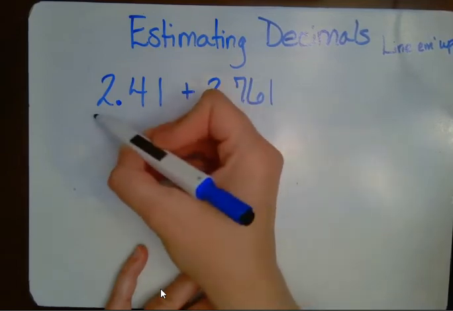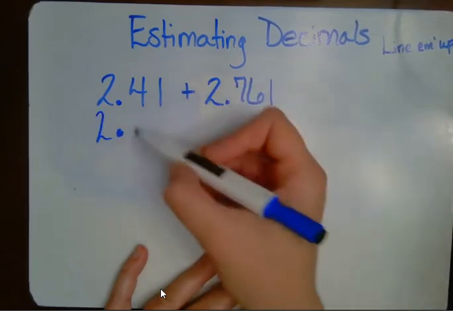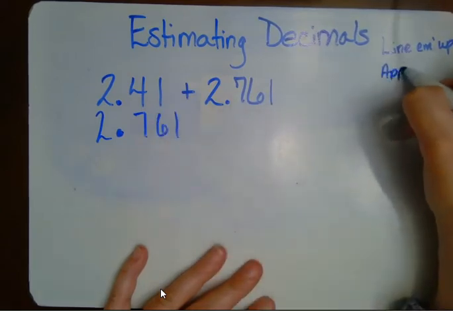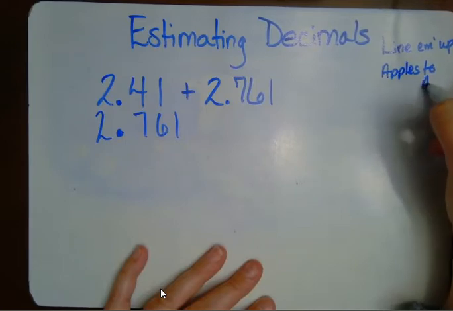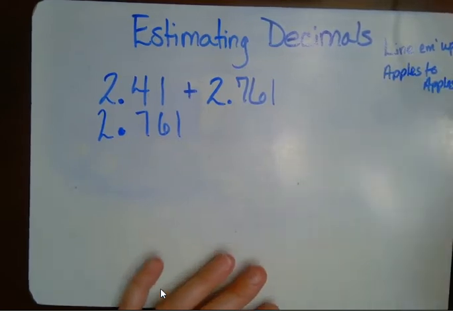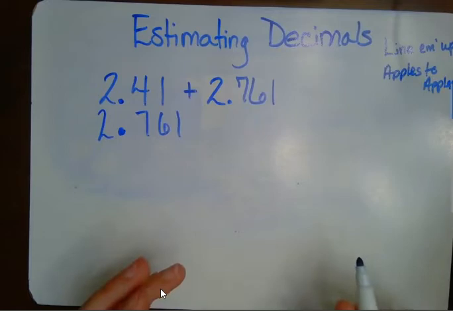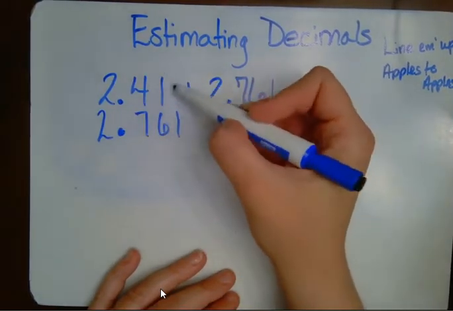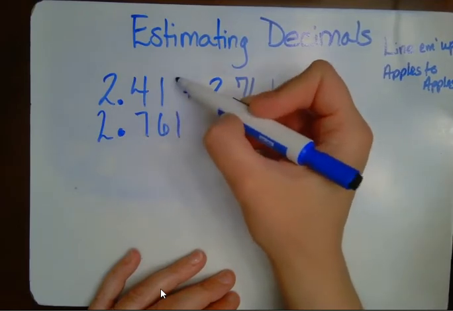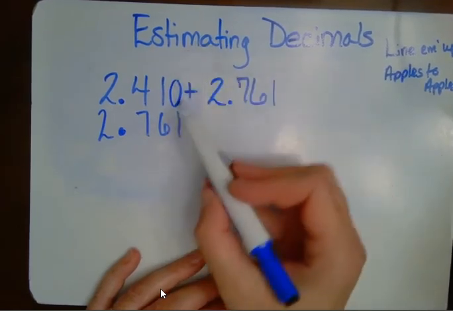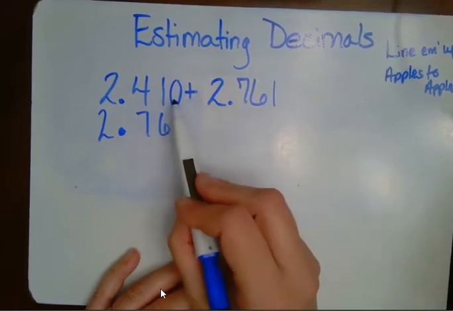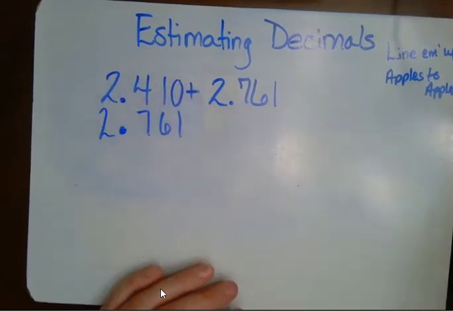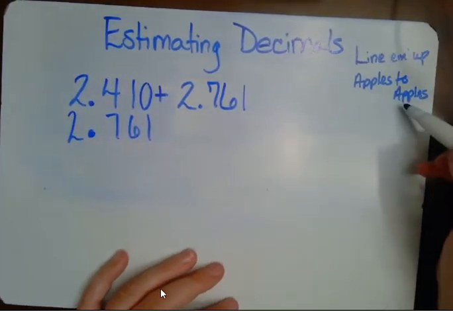In front of my decimal point is a 2. Behind my decimal point is 761. The next thing I want to do is make them apples to apples. I'm going to make sure that everything is even, meaning that I have a number in each of those place value columns, and I see I do not have one here, so we're going to add a 0, because 0 means nothing when it's added behind a decimal or in front of a whole number. So now I've lined them up. I have apples to apples.